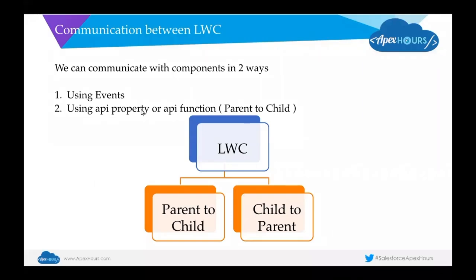So to communicate, we have got two different ways. One is with the help of custom events that Salesforce provides, and then we have got API property and API function. So that's what, if you see in LWC, we have got two kinds of communication. One is parent to child and one is child to parent. First we are going to cover parent to child, and then we are going to cover child to parent.